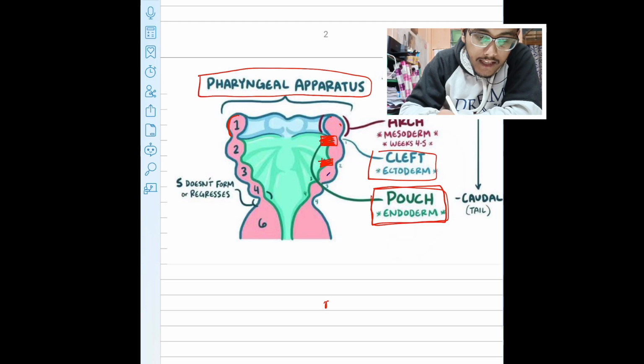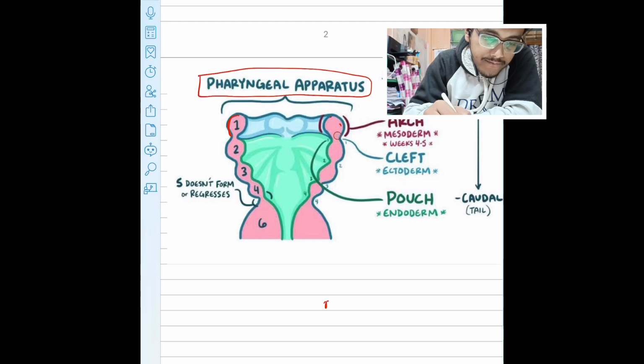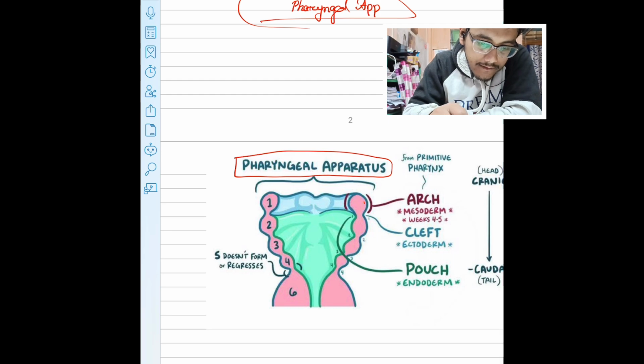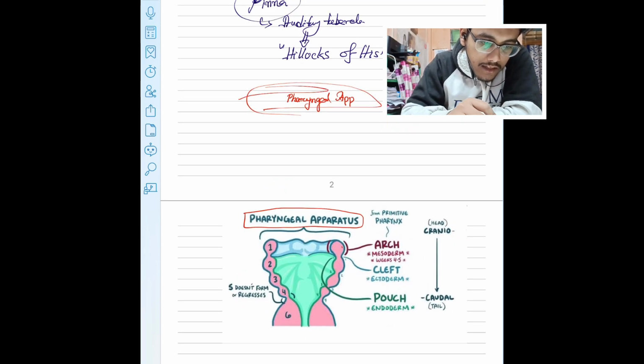So we know what is the pharyngeal cleft, what is the pharyngeal pouch, and what is the pharyngeal arch. Arch, cleft, pouch. Actually in the arch part, the mesodermal component also helps in its formation. This is a brief about the embryology. From these arches, pouches, and of course the clefts, our ear, especially the external ear, develops. So we know all about the pharyngeal apparatus.